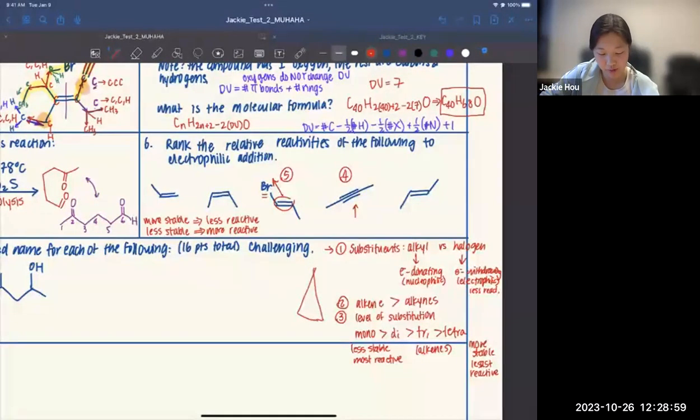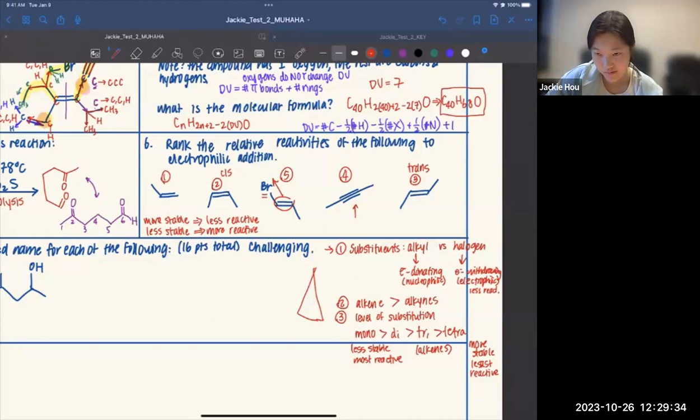And then lastly, I'm given 3 different types of alkenes, right? So my mono-substituted is going to be my most reactive because it's the least stable. And then I have a cis di-substituted alkene over here and a trans di-substituted alkene over here. Because cis has that steric strain, it's going to be more reactive compared to the trans, where that steric strain is relieved.